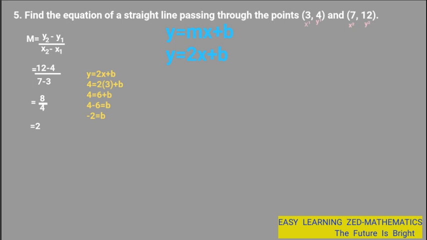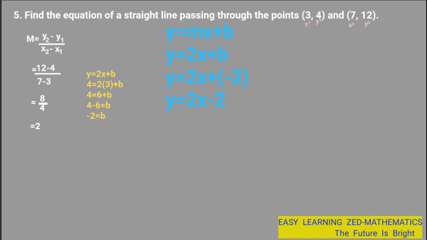So we're going to say y is equal to 2x. Now where there is b, I'm going to put plus minus 2. So now we write y is equal to 2x, then positive multiplied by negative will give us a negative, which is going to be negative 2. So positive multiplied by negative 2 will give us negative 2.